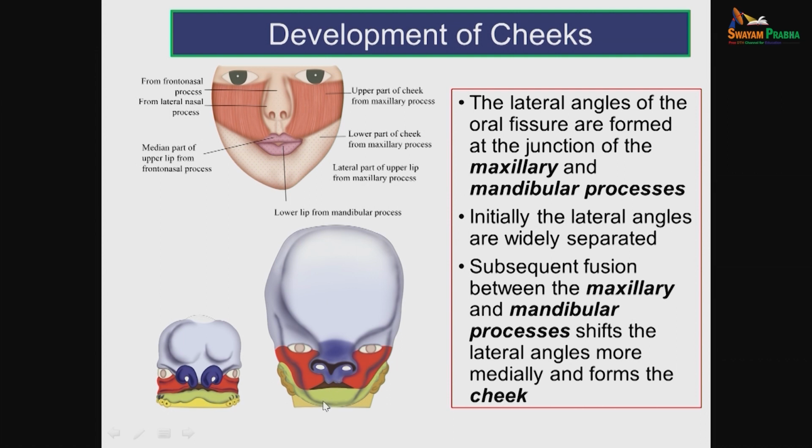Next, what happens is there is fusion of the maxillary process with the mandibular process. Hence, the lateral angle shifts more medially and this also results in the formation of the cheek. Compare this picture on the left with this picture on the right. Because of the fusion, the lateral angle shifts more medially. That is the formation of the cheek and also the shifting of the lateral angles of the mouth.